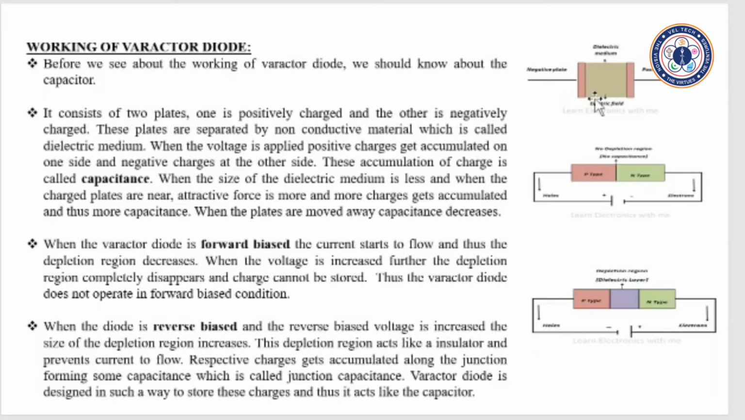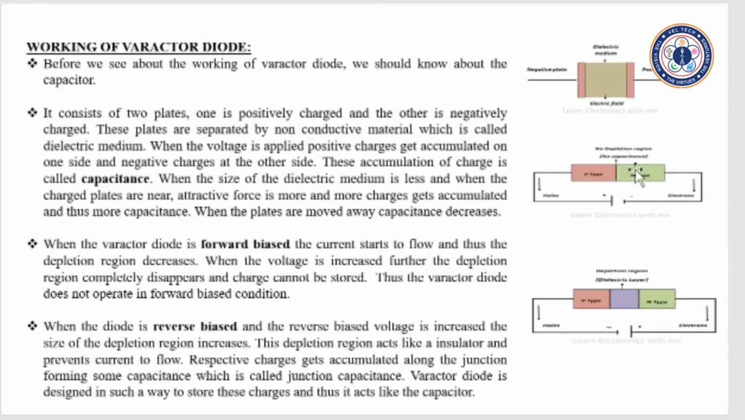When the size of the dielectric medium is less, the charged plates are very near and the attractive force is more, more charge gets accumulated and therefore we get more capacitance. When the plates are moved away, capacitance also decreases.